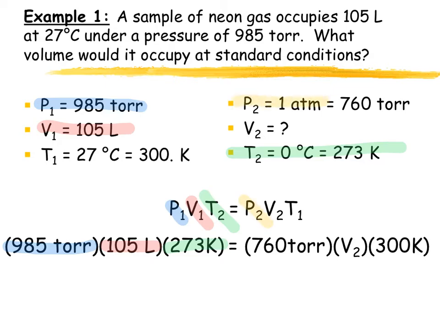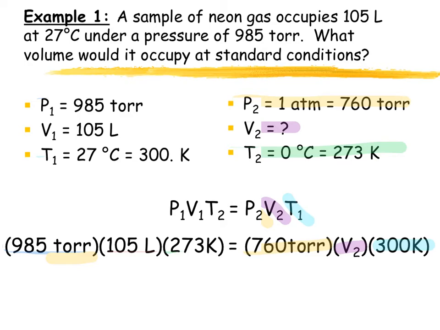P2 was my standard pressure, which we converted to 760 torr to match the 985 torr. Next is V2, which we actually don't know. So instead of using X with gas laws, we're just going to let them be the variables that we are trying to solve for. So I'm just plugging in V2, treating that like my X as my unknown. And then last I have T1, which goes back to the given, the original initial temperature, which we converted to 300 Kelvin.